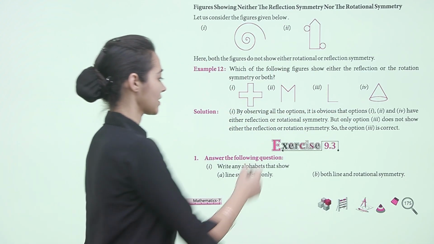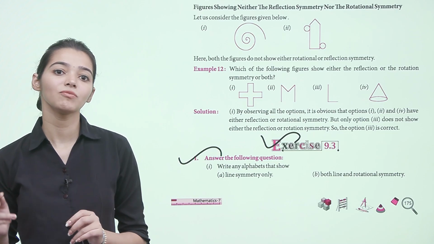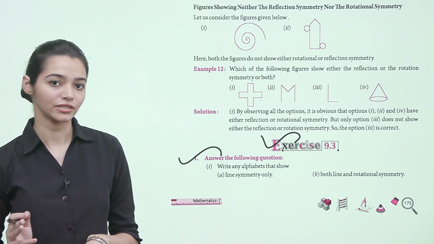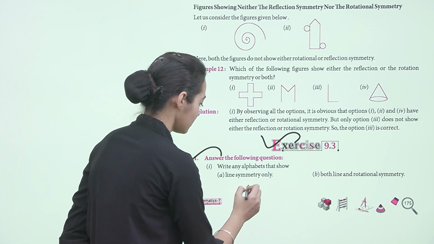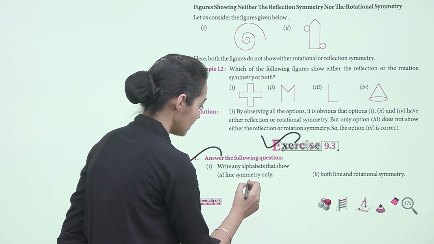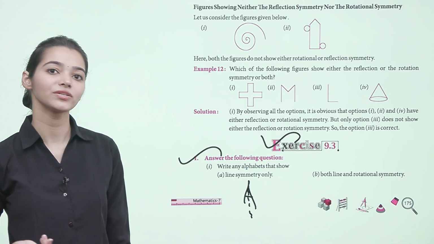Next is our exercise 9.3. In the first part, we have to answer the following questions. Write any alphabet that shows line symmetry only. So the alphabet that shows line symmetry only is our what? A. It shows line symmetry. That's how you can complete the remaining ones.